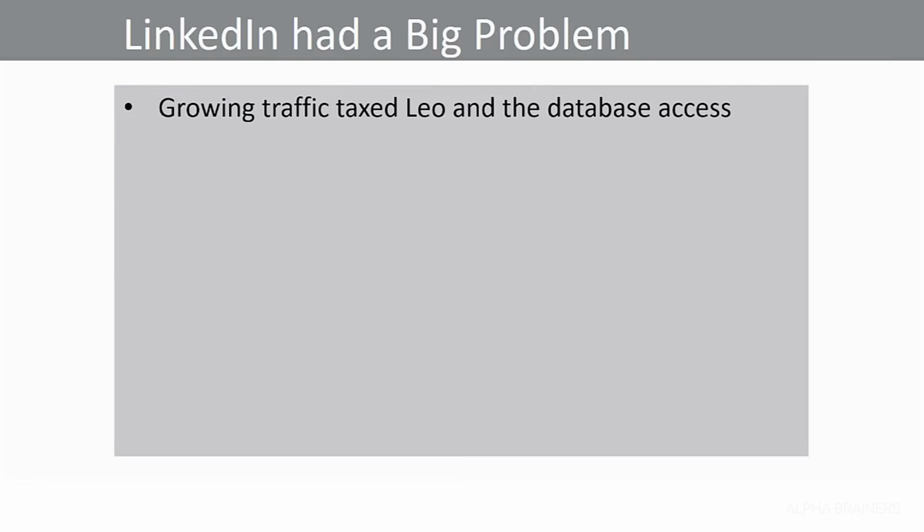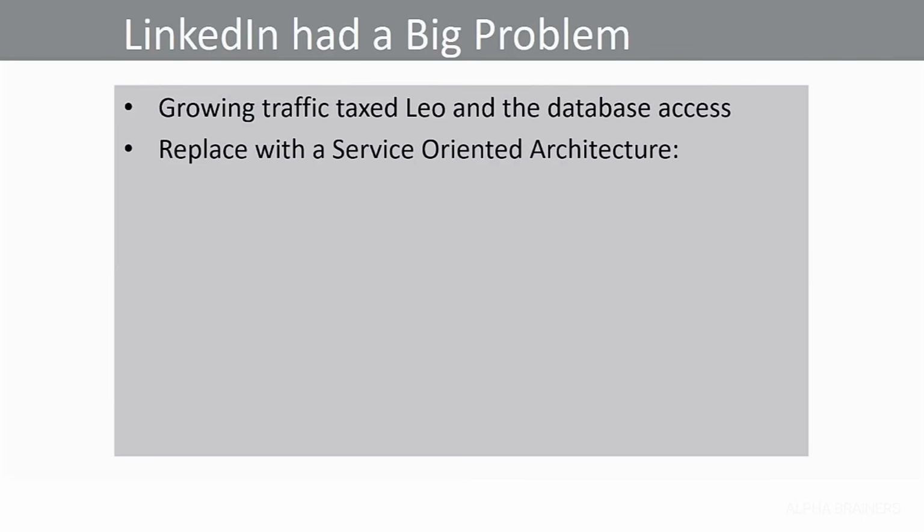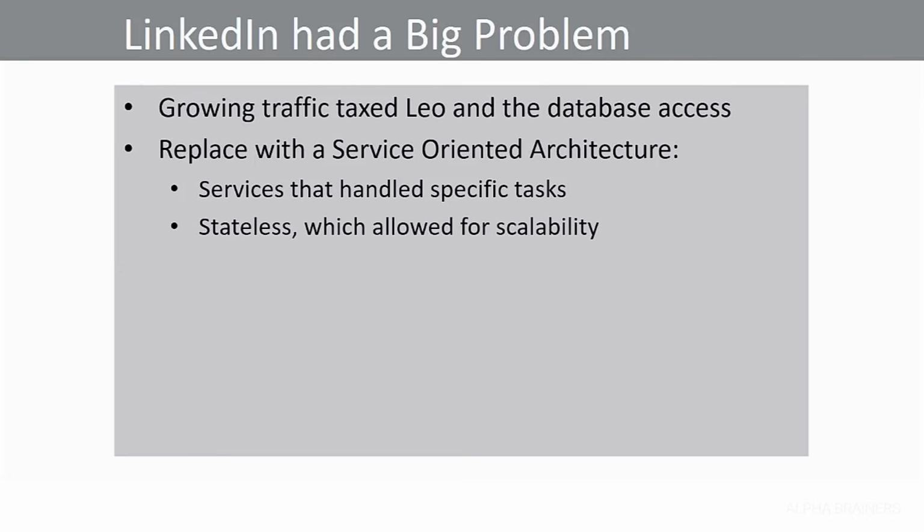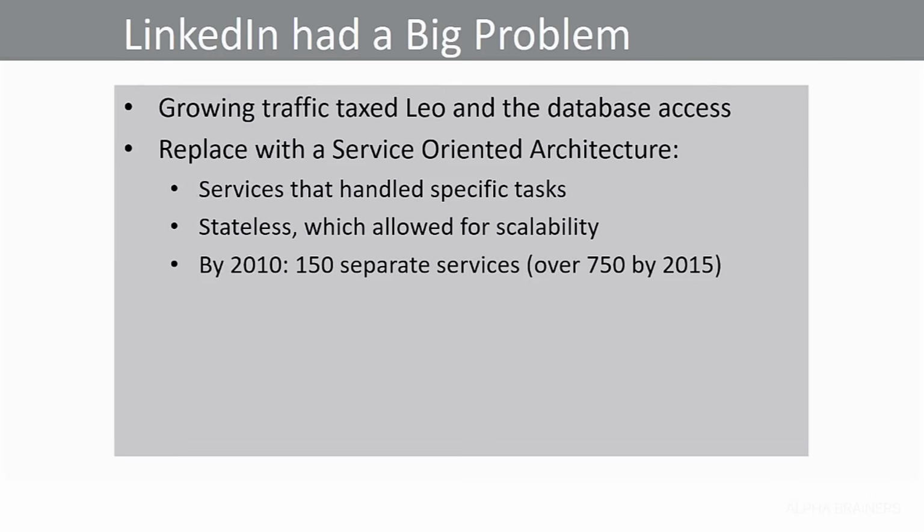Unfortunately, as time went on, more and more traffic, as LinkedIn became more popular, really taxed Leo and the database access. So they decided to replace Leo with something that we refer to as an SOA, or a service-oriented architecture. Basically, individual services handle very specific tasks. They were all stateless, which allowed for a lot of scalability. By 2010, they had 150 separate services, and by 2015, they had over 750 services. So this is a better solution than that big monolithic Leo beast they had.